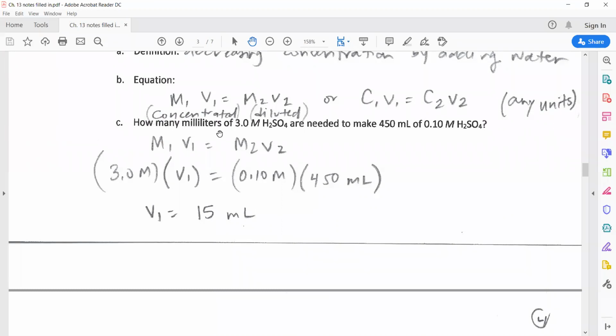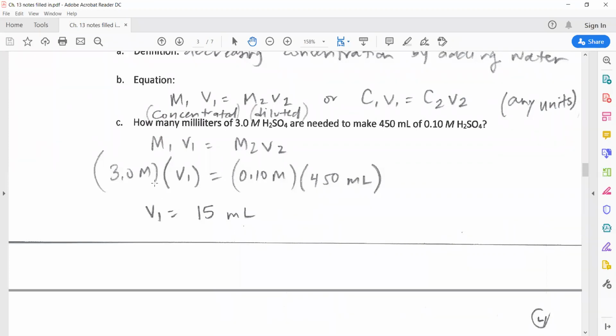So how many milliliters of 3 molar sulfuric acid are needed to make 450 milliliters of 0.1 molar sulfuric acid? So here what you'll notice is the 3 molar is the higher concentration, and that's our concentrated one. We are going to add water to that to make the final concentration come down to 0.1, and we're trying to make 450 milliliters of this diluted one. So we've got to make sure 450 and the 0.1 go on the same side of the equation.